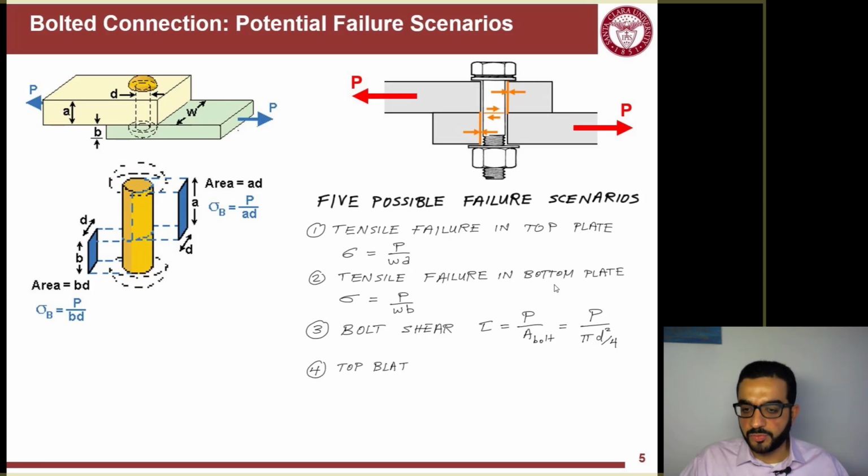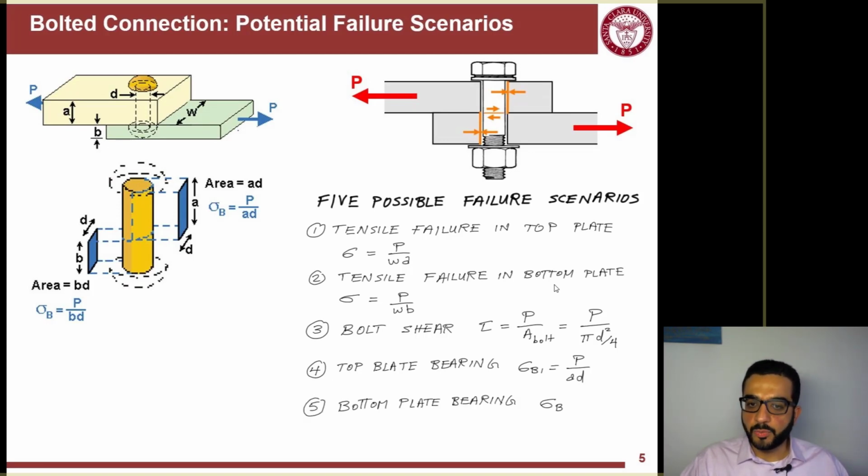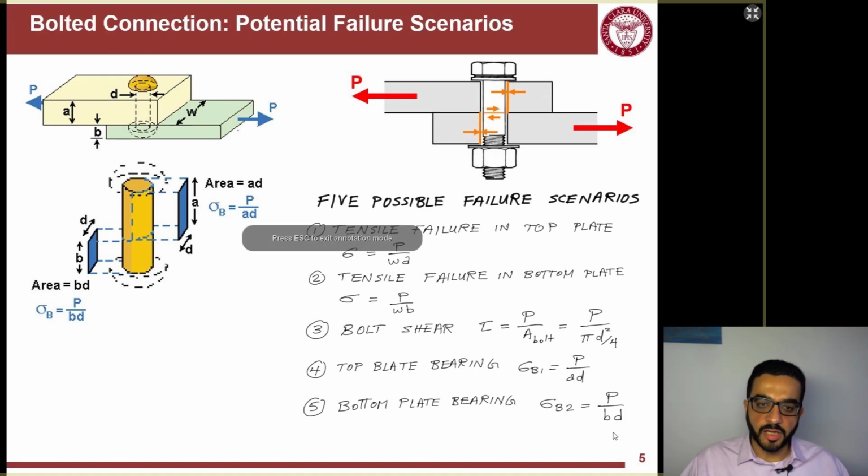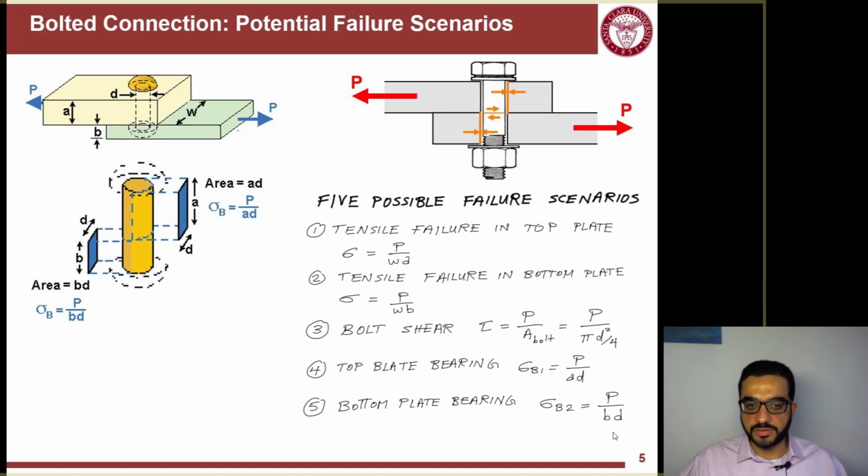The fourth possible failure is the bearing failure in the top plate and the bearing failure of the bottom plate. If we look here, the contact area between the bolt and the plates is kind of a half surface, the external surface of that cylinder shape. But we do a rough approximation here. We only consider the projection of that curved surface, and the projection for the top plate will be A times D, and for the lower plate will be B times D.